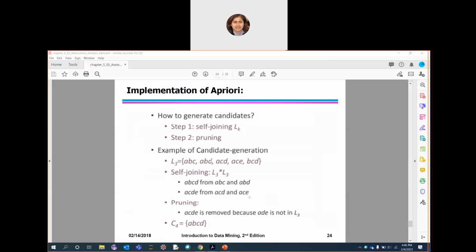So ACDE can be removed. Why will it be removed? Because its subset, the combination ADE, is not in the item set here, which is not a part of this.